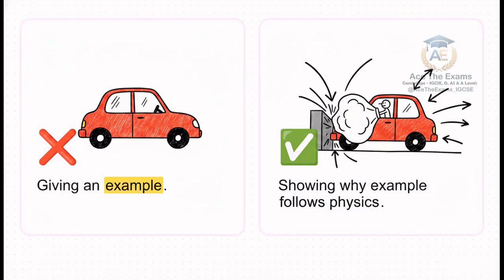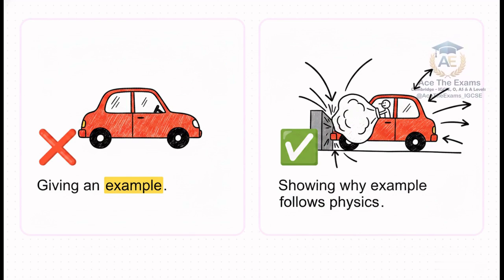Finally, challenge number 3, speed writing. Let's talk about examples. Don't just lazily drop a real-world example into your answer and assume the examiner will do the heavy lifting to make the connection for you. If you mention something like vehicle safety systems as seen on the left, that is not enough. As we see on the right, you must explicitly show exactly why that application follows from the physics you just explained. For instance, explaining precisely how increasing the time of a collision decreases the impact force. You have to connect the dots for the examiner.